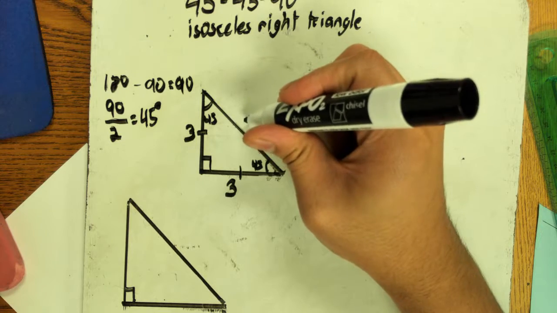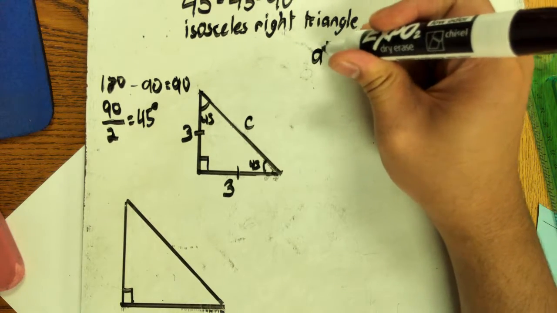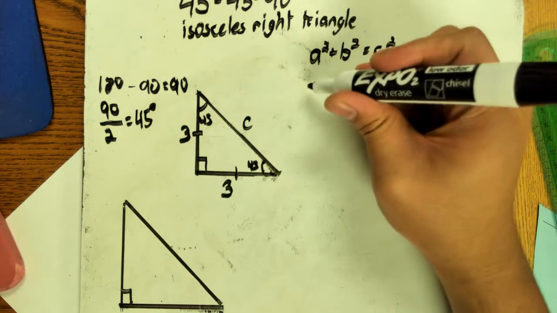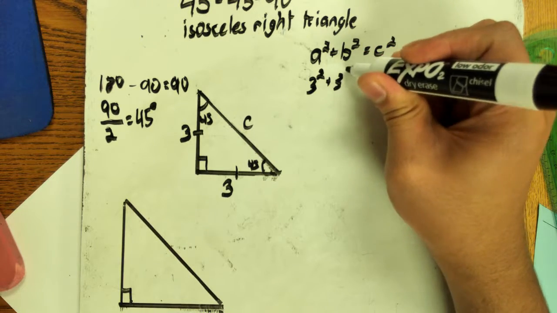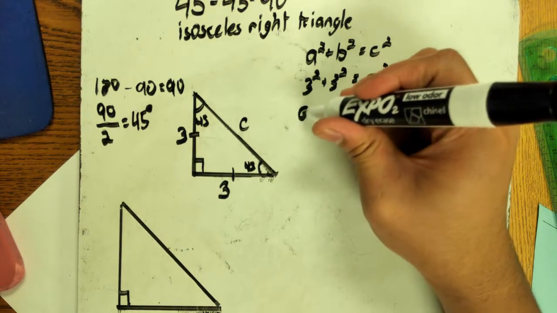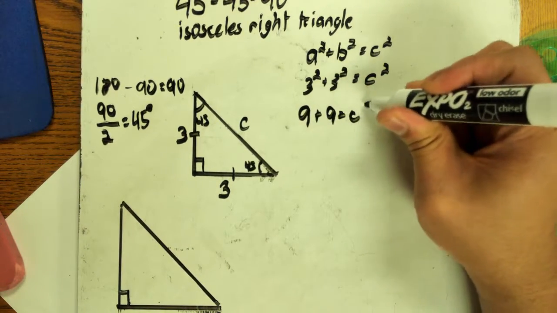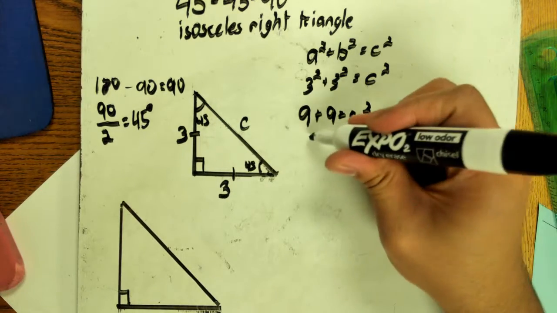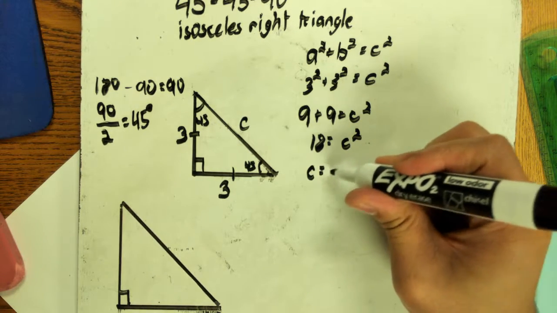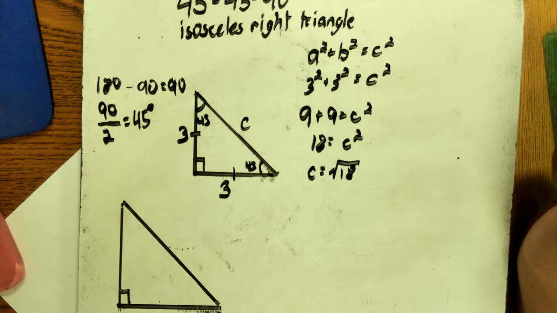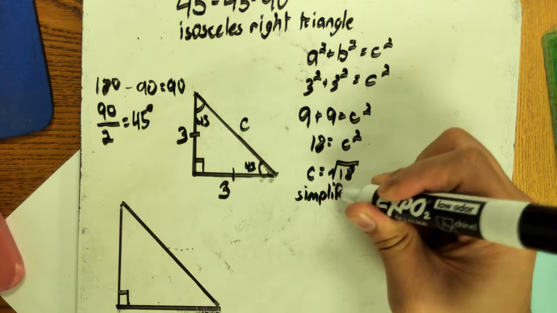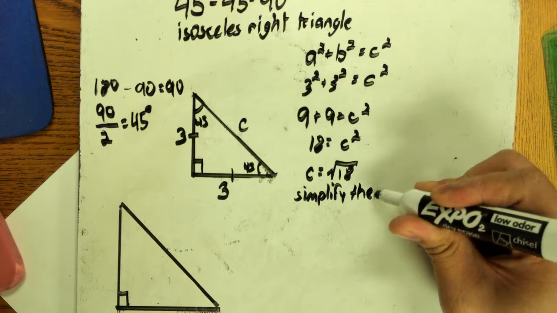If I call this side my missing side C, the Pythagorean theorem tells me A squared plus B squared equals C squared. So plugging in my numbers, we have 3 squared plus 3 squared equals C squared. 3 squared, that's 9, plus 9 equals C squared. Adding the two 9s together, we have 18 equals C squared. So C equals the square root of 18. And now we have to simplify the square root, the radical.